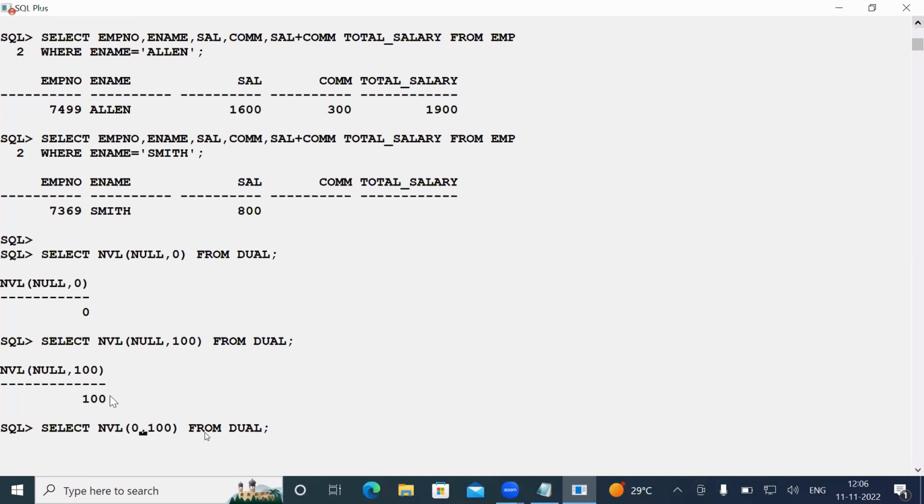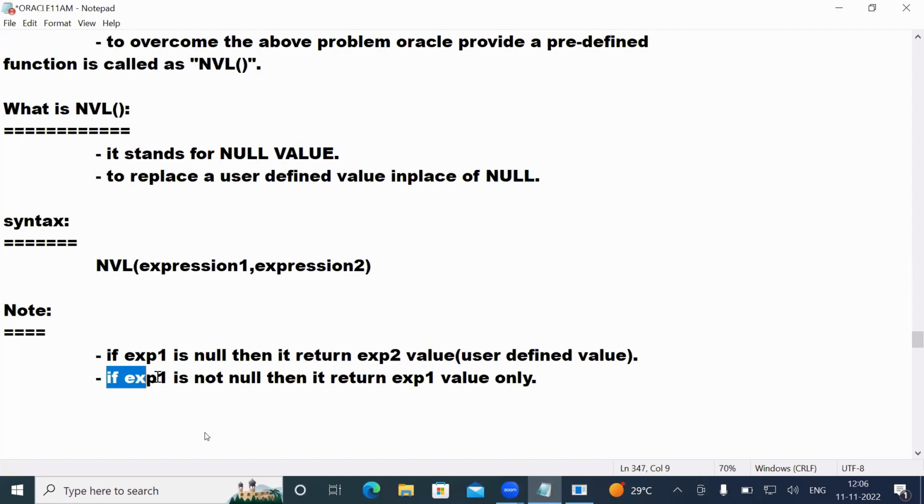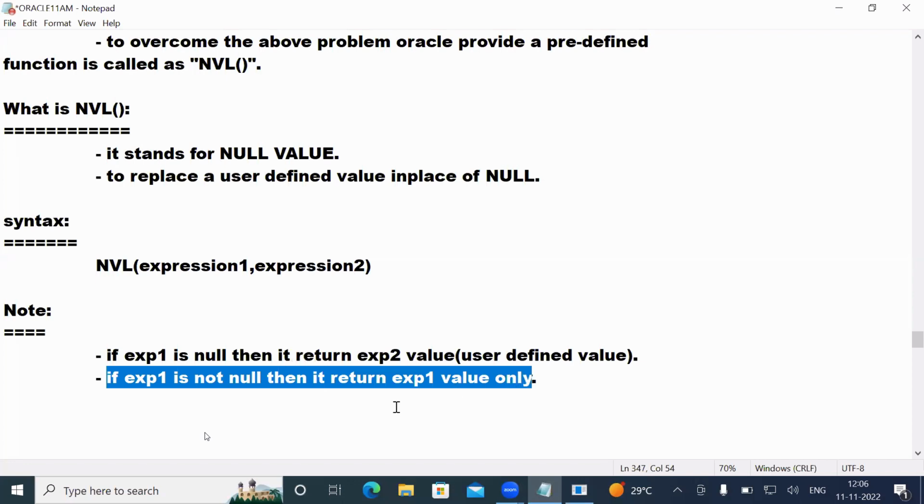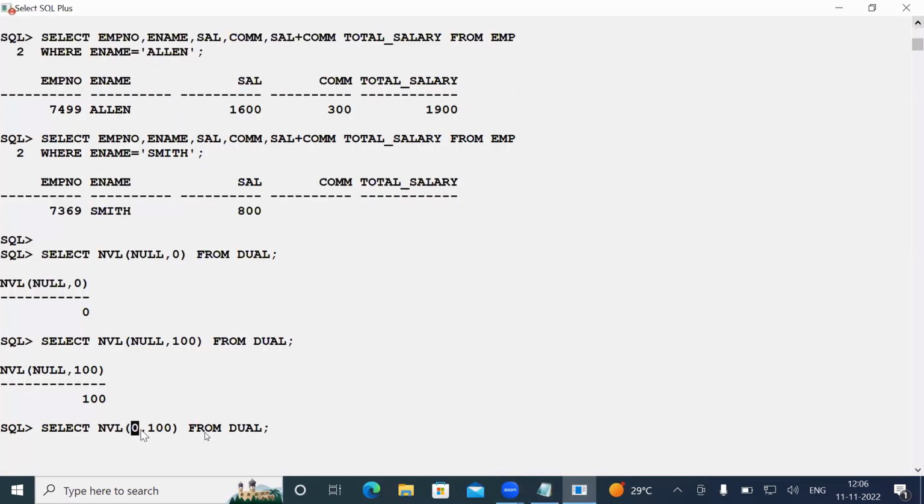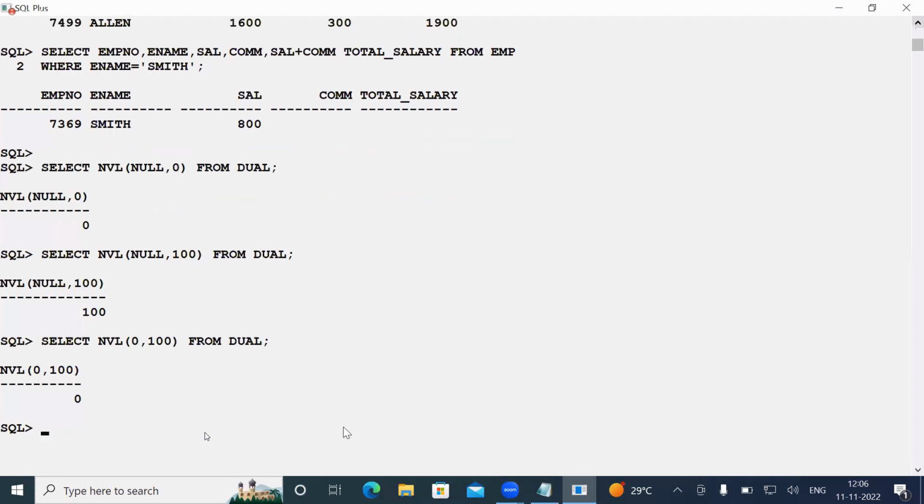then tell me, what is my returned value? So expression 1 is null or is not null? Come on, guys. Expression 1 is null or is not null? Is not null. So that means I said, if your expression 1 is not null, then it returns expression 1 value only. That means expression 1 value, how much here? 0. So that means my answer is 0.